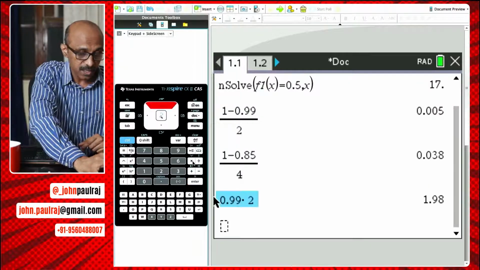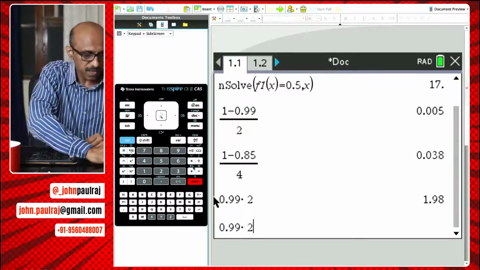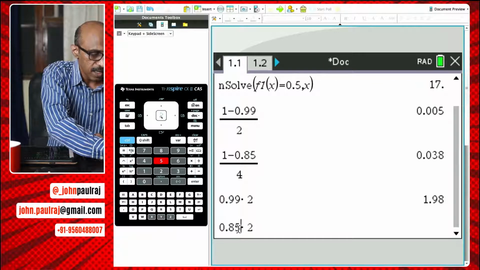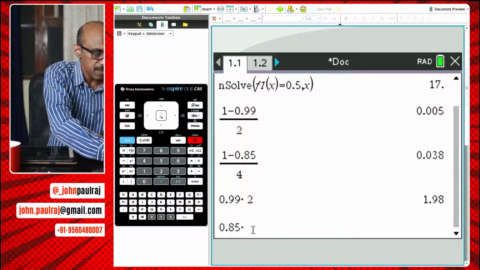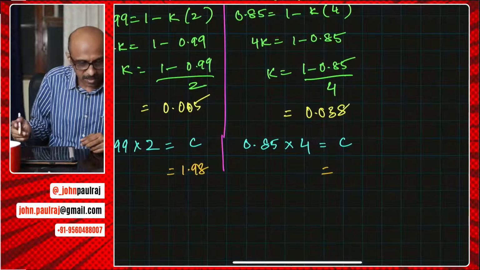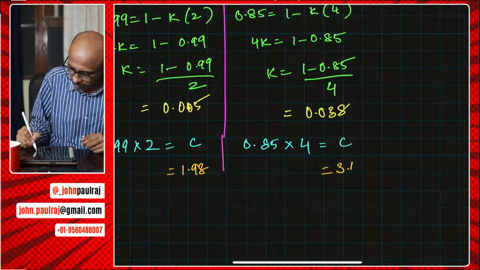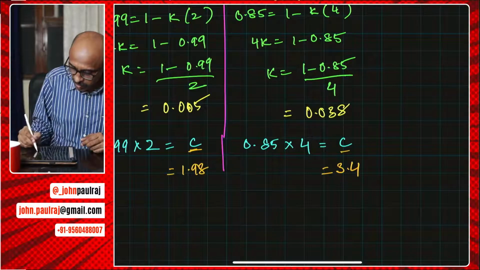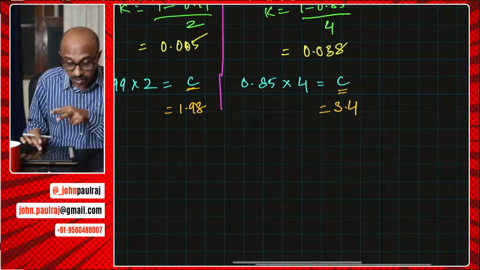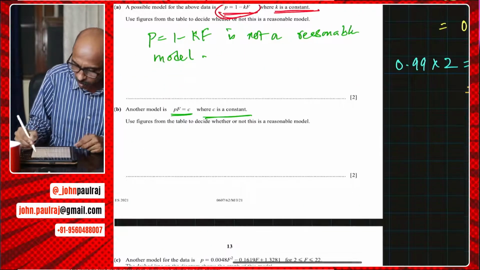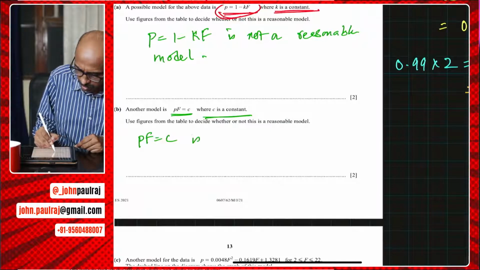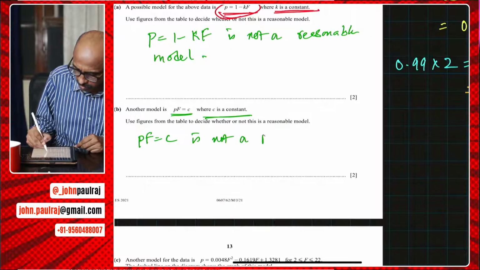And here, 0.85 times 4 this time, and you're getting 3.4. Clearly, again, this is 3.4, which means C had to be a constant for this model to be true. So again, using the same argument, like I said, show this as part of the working, and then you can say that the model PF equals C is not a reasonable model.